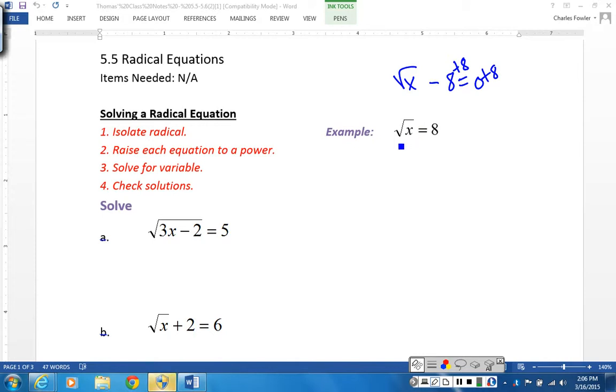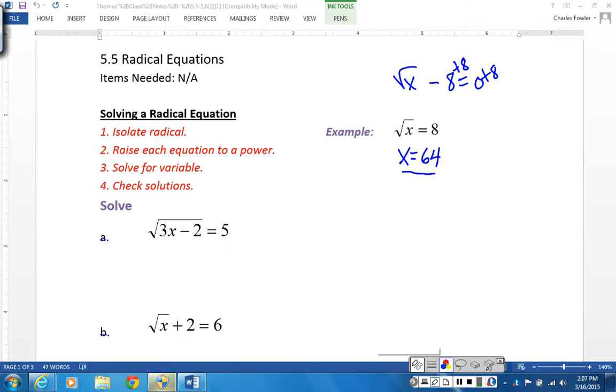Now I gave you a very simple example right here of a radical equation that you could probably solve if you just think about it. What x value will work for this equation? This is saying the square root of something equals 8. The square root of what equals 8? If you think about it long enough, you can figure out the answer. The square root of 64 equals 8. So that was just a simple radical equation that you can do in your head, but I'm going to show you how to solve the other radical equations.